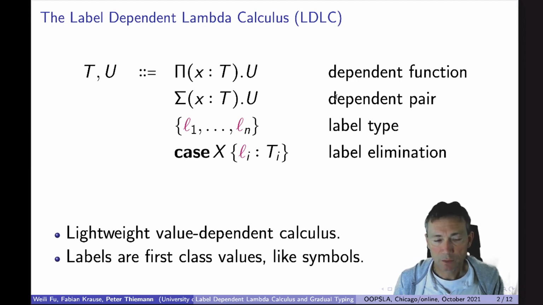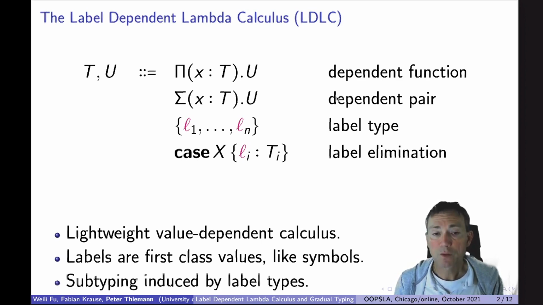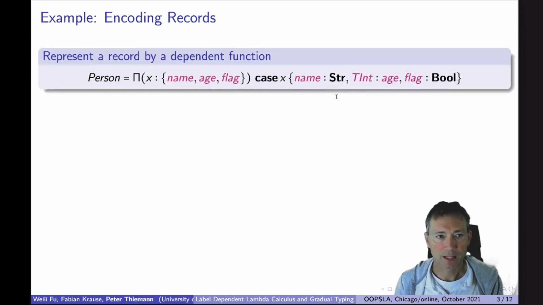Labels are a bit peculiar to this calculus. They are first-class values, just like symbols. The only thing you can do with them is compare them for equality and use the label elimination in order to distinguish them. There's also subtyping induced by label types and pulled through dependent functions and pairs, but we're not going into that for lack of time. Instead, let's have a look at an example.